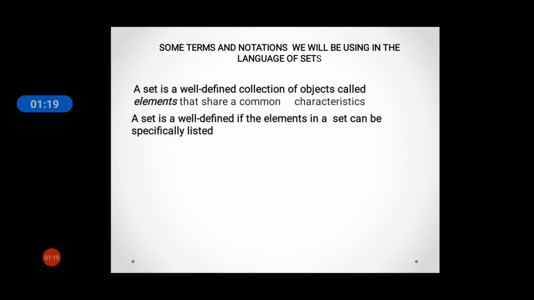An example also is the set of tall buildings. A child can say that is a very tall building, but for us, that is not tall, because it depends on the way we look at the object. That is not well defined.